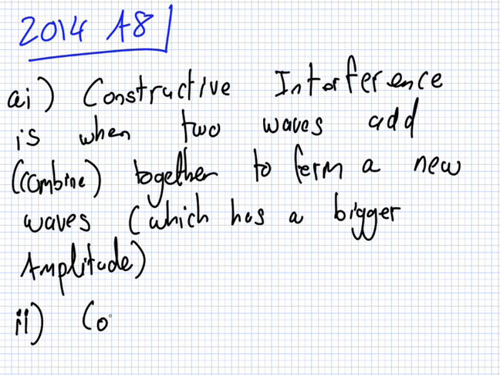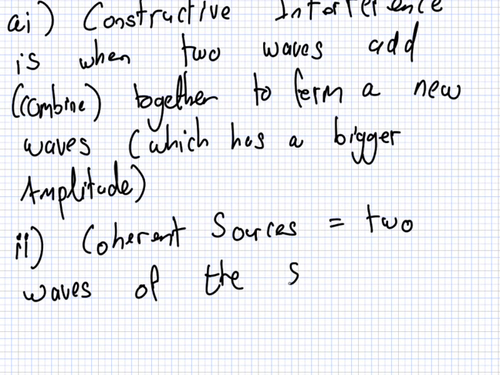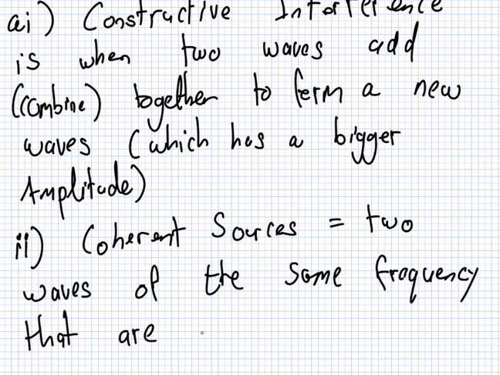Part 2, what are coherent sources? Yeah, coherent sources. That is two waves of the same frequency. And what else? Yeah, okay. Two waves of the same frequency that are in phase. And what does in phase mean? Peak with peak, trough with trough.